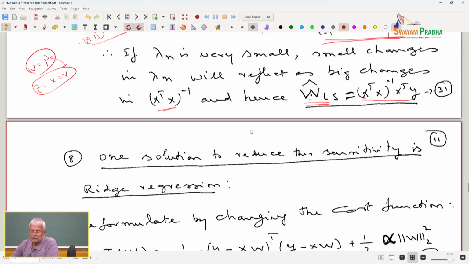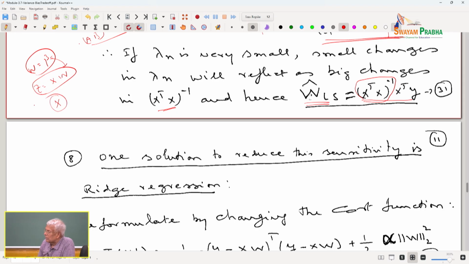So, what does this tell you? If this inverse is very sensitive to the data, let us look at this now. What is X? X is the design matrix. X has the entries from the real world. If the columns of X are very nearly linearly dependent, the matrix X transpose X is very nearly singular. The eigenvalues of X transpose X are functions of the elements of the matrix X. So, even slight changes in the elements of X will bring about great changes in the least eigenvalue. That means the estimates are going to be very sensitive.